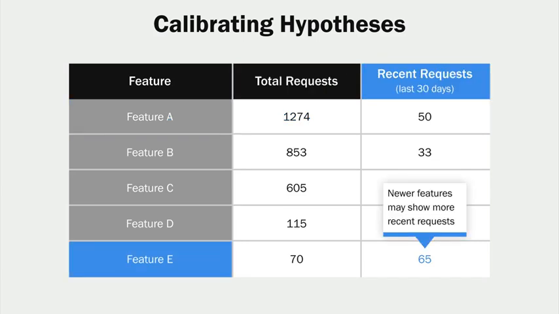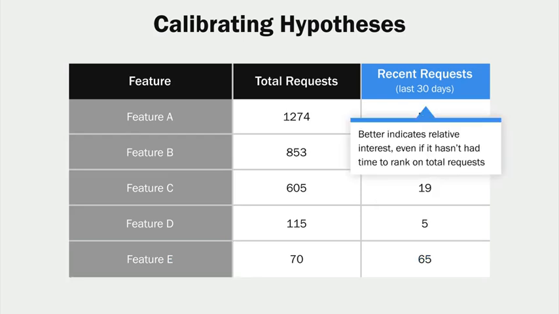If the feature is relatively new, it should rank highly on recent requests. Recent requests represent the total increase in number of upvotes a feature has received in a given time period, often a month. You want to measure performance on recent requests because it better indicates relative interest in the feature. Since the feature hasn't been around long enough to accumulate a significant amount of requests, it won't rank highly on total requests.